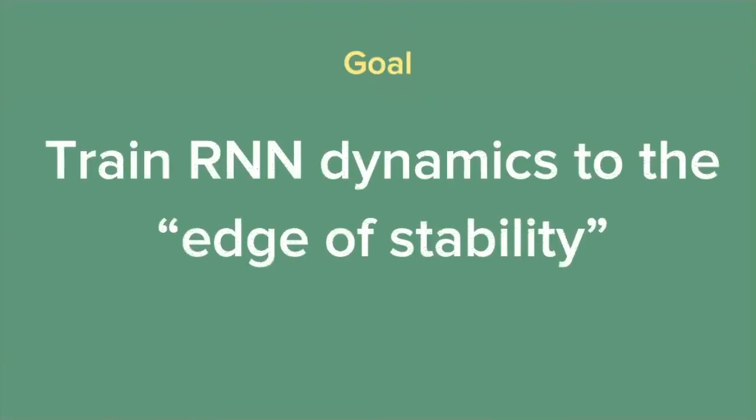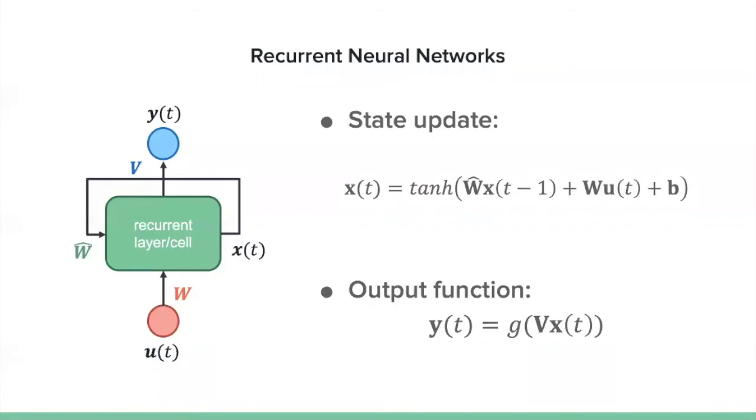Well, in short, the goal of this work is to develop a training algorithm for recurrent neural networks to drive the recurrent layers dynamics to the so-called edge of stability. In the paper, we touch a number of topics in the area of recurrent neural networks and reservoir computing. So let's prepare the ground with a few concepts.